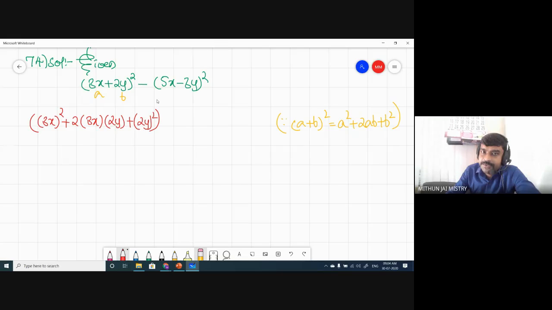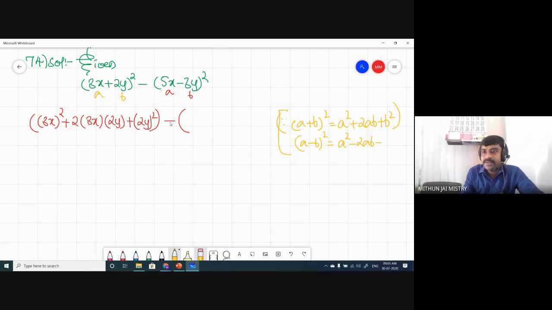Now we have minus in between. So please put a minus here. And again, here you need to assume a as 5x and b as 3y. But what is this in the format of? This is in the format of a minus b whole square now. So here we need to write that also: a minus b whole square is equal to a square minus 2ab plus b square. Got it? You can see minus is there in between, so that should definitely be a minus b.